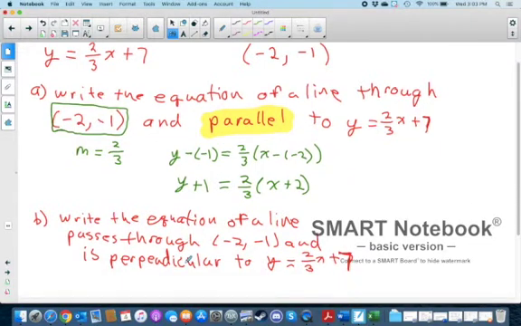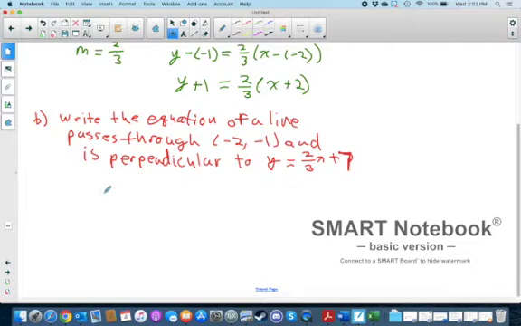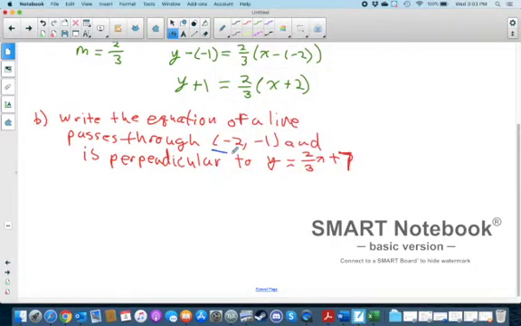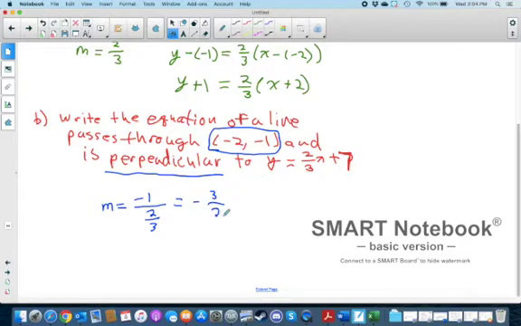Well, what do I need? I need a slope, and I need a point. Well, I already have my point. This is the point that I'm going to use. So really I just need to use my slope. And because I'm looking at perpendicular, this tells me that whatever my slope actually is equals -1 divided by 2/3. And if you simplify this down, you end up with -3/2.